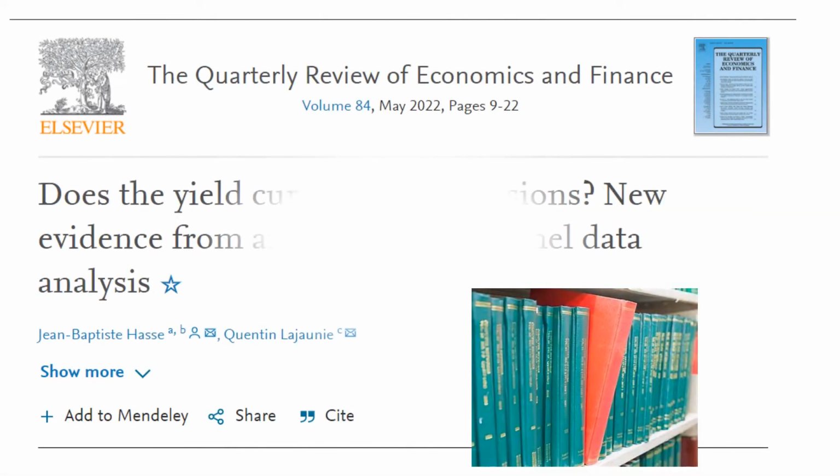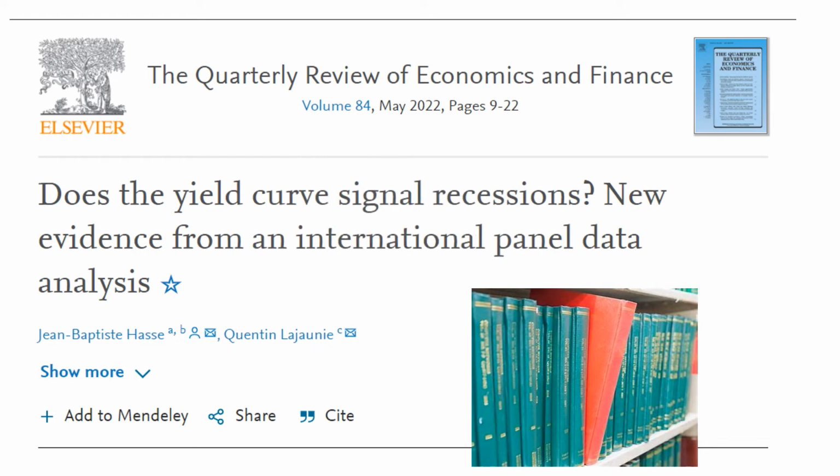Hassel and Lajani in 2022 re-examined the predictive power of the yield spread across countries and over time. Using a unique data set covering 13 OECD countries over the period 1975 to 2019, they find that the yield spread signals recessions. The yield curve plays a crucial role in identifying the current state of an economy and provides a valuable framework for monitoring economic cycles.